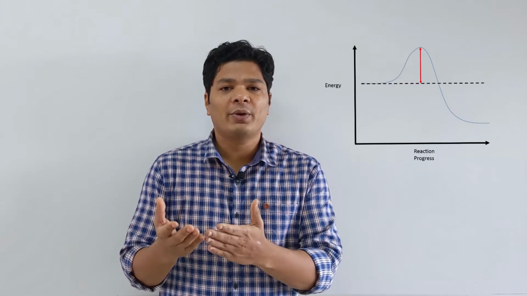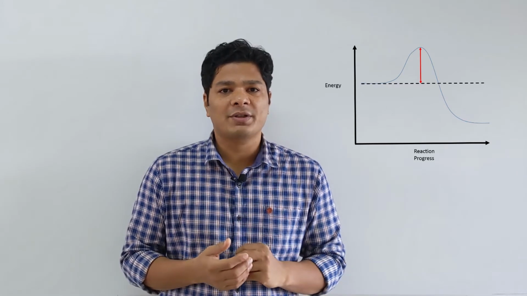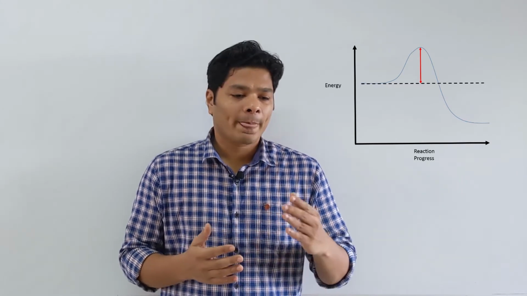Now, types of reactions. There are two types: one is an elementary reaction and the other is a stepwise reaction. The elementary reaction, just like elementary school, is extremely basic. An elementary reaction is a reaction in which reactant molecules combine together to give you a product without any intermediate. So it is a single step reaction.